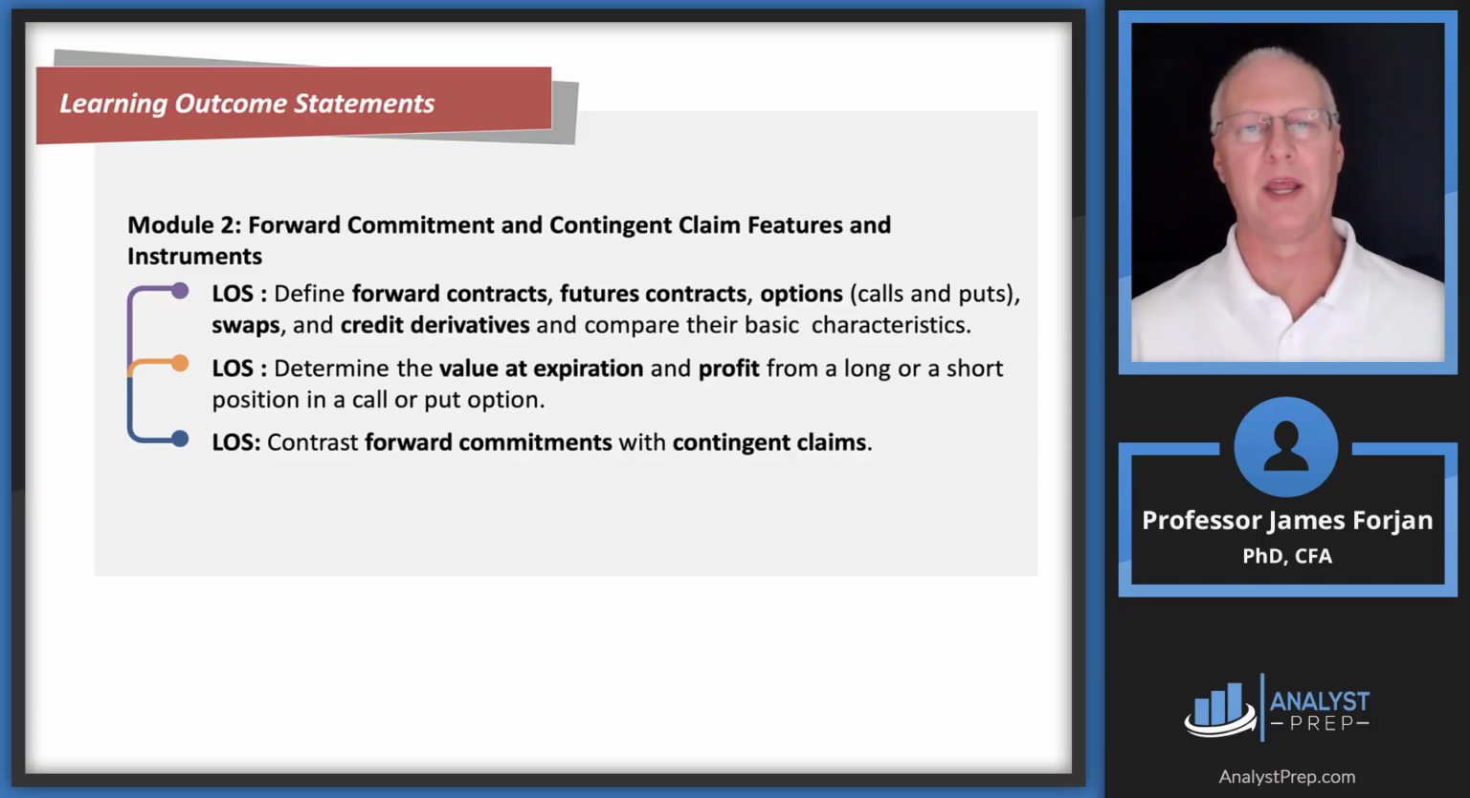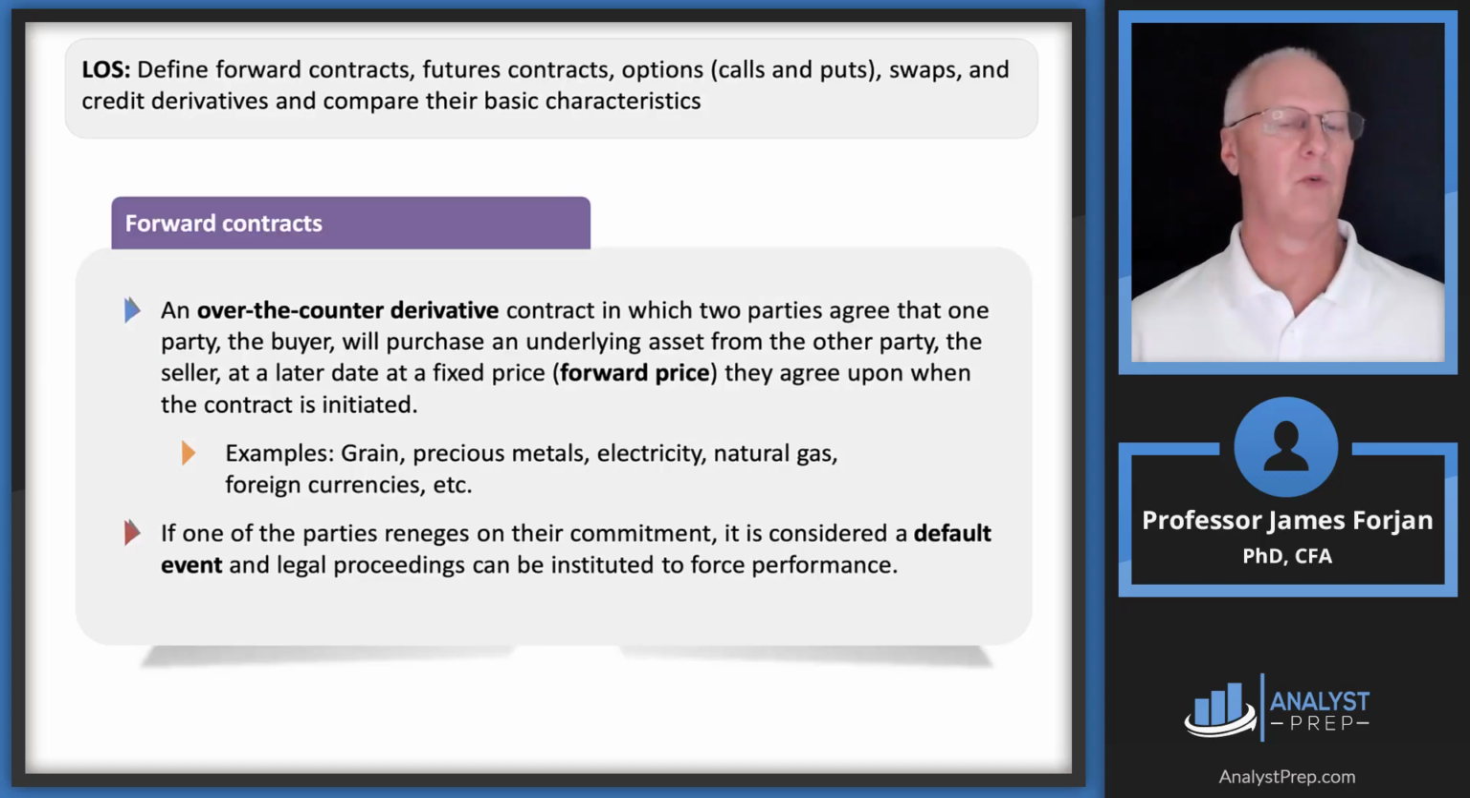So we're going to define some of these contracts. We're going to find out what happens at expiration to determine whether there's a profit or loss. And notice that third LOS looks an awful lot like one of the LOSs that we had in Module 1. So let's get started with a forward contract.